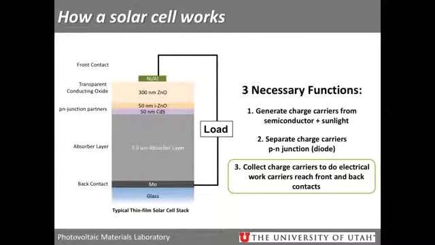Okay, so a solar cell needs to do three things. I just talked about the first one. It needs to generate charge carriers. So that's absorbing sunlight.